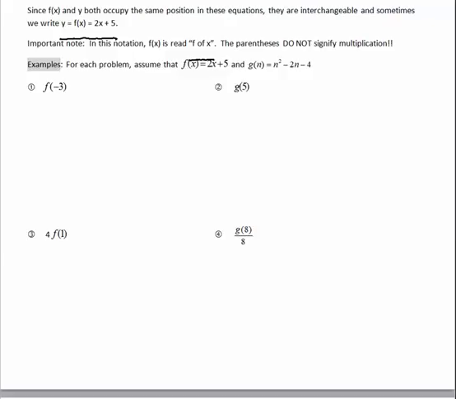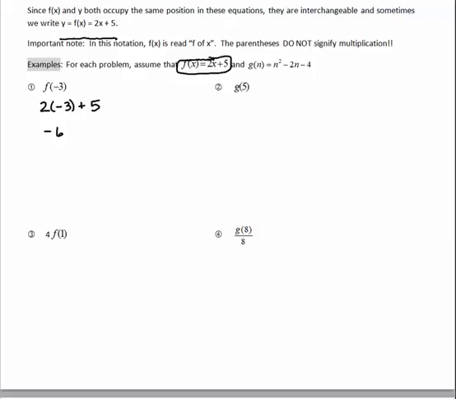If I first ask you to find f of negative 3, I know that I'm looking at the function f, so I start by focusing on the first equation. Now negative 3 is in place of the x, so I'm going to replace the x in the expression with a negative 3.